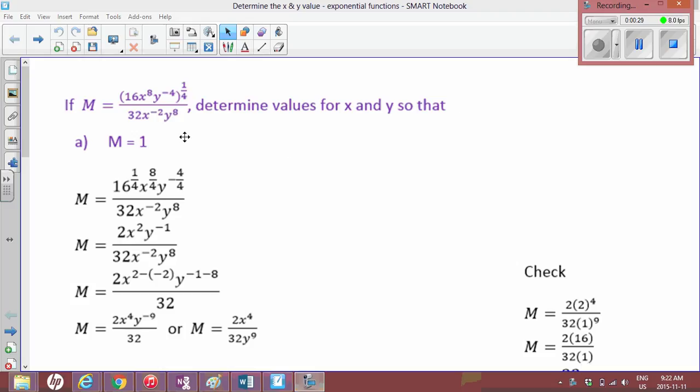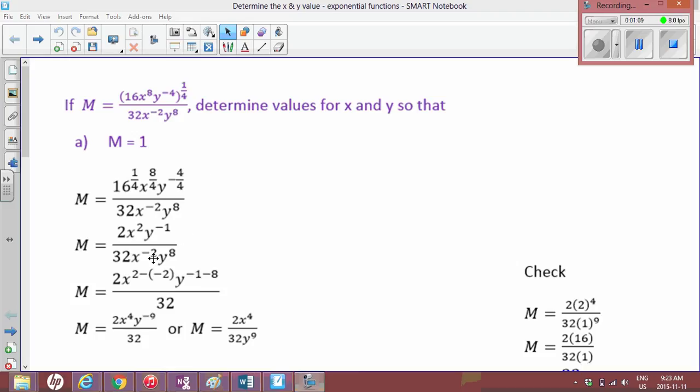So first thing I'm going to do with this is I'm going to simplify it using our exponent laws. So you'll see that I multiplied the 1 over 4 by each term in here. So 16 to the exponent 1 over 4, x to the exponent 8 over 4, and y to the exponent negative 4 over 4. Here I have 32 x to the negative 2 and y equals 8. Same thing. So I've taken the 4th root of 16, which is 2. This simplifies to x to the 2, and this simplifies to y equals negative 1.